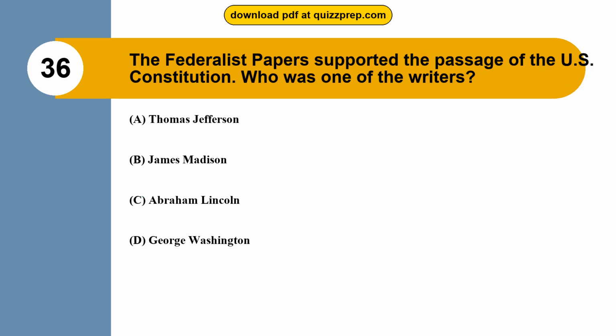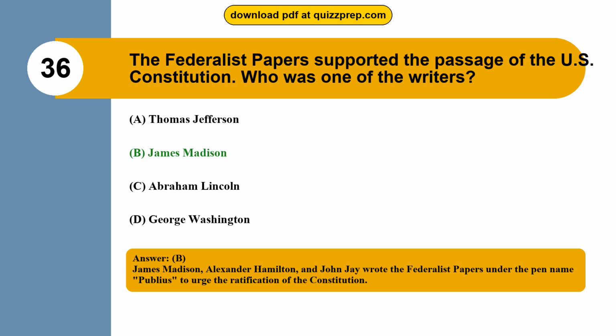Question 36. The Federalist Papers supported the passage of the U.S. Constitution. Who was one of the writers? Option A, Thomas Jefferson. Option B, James Madison. Option C, Abraham Lincoln. Option D, George Washington. The correct answer is option B, James Madison. James Madison, Alexander Hamilton, and John Jay wrote the Federalist Papers under the pen name Publius to urge the ratification of the Constitution.